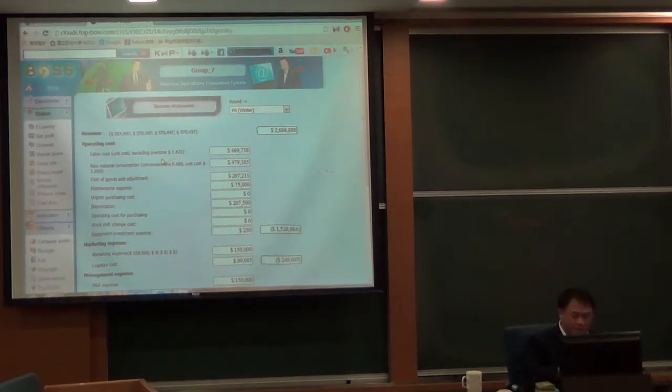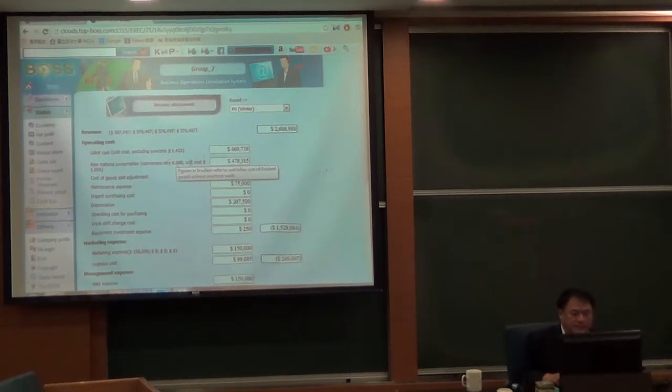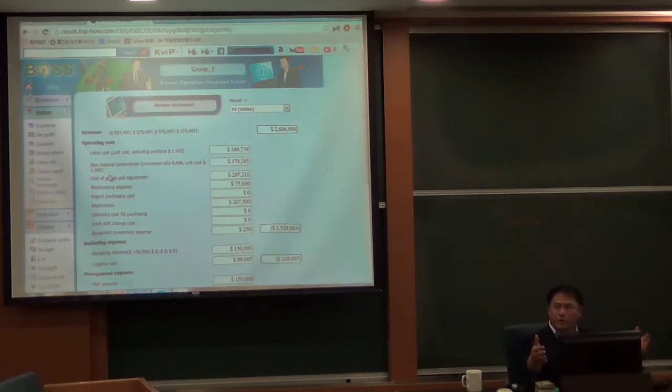The second one is this raw material consumption. You see a parenthesis there. There's a conversion rate 0.688. This is a very, very important factor regarding the production policy. The definition of this factor is in the production line, when you throw 1,000 pieces of raw material, there will be 688 finished product come out. This factor defines the relation between raw material and finished product. We use it as a conversion rate.